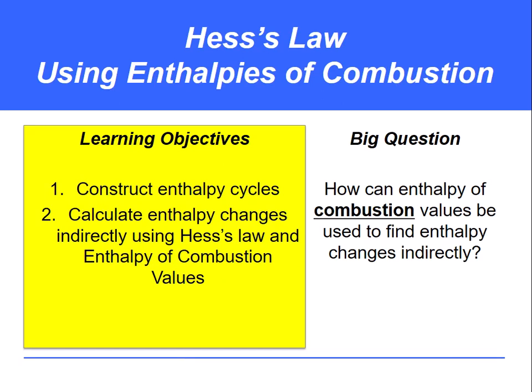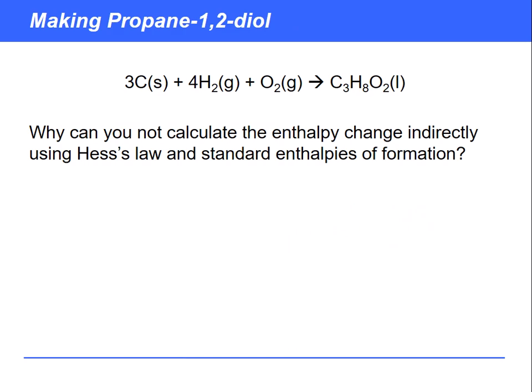Welcome to this video on using Hess's law with enthalpies of combustion to find enthalpy changes indirectly. So, considering first this particular reaction taking place here. Now we'd love to be able to calculate the enthalpy change for that reaction. We can't do it directly because the reaction rate's too slow, nor can we use standard enthalpies of formation. And I wonder if you could look at the equation and tell me why.